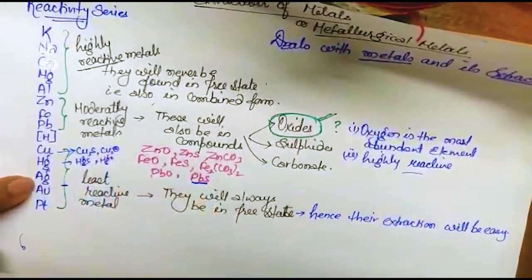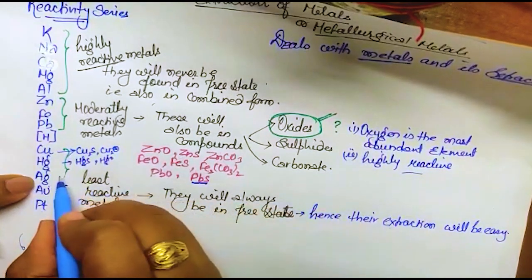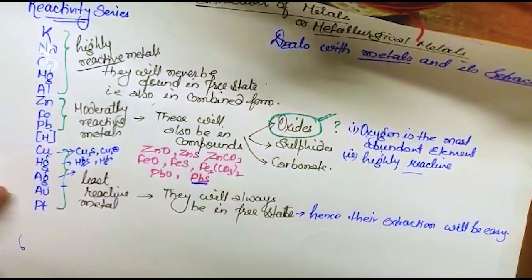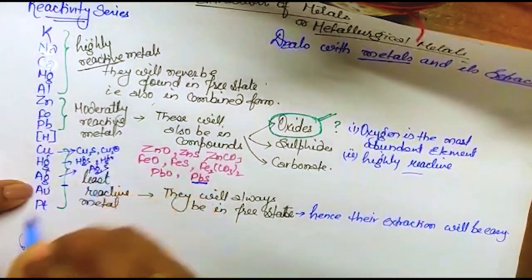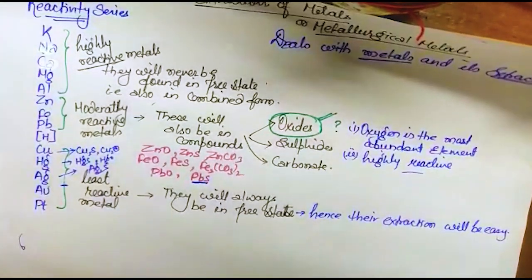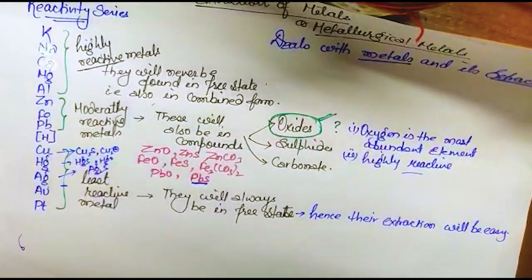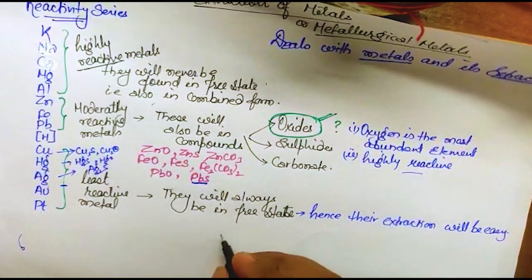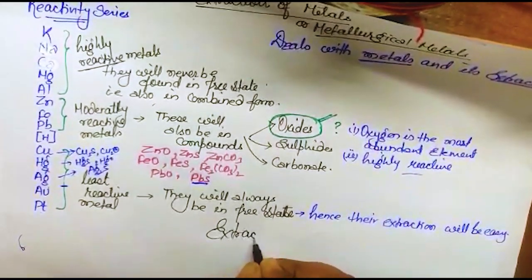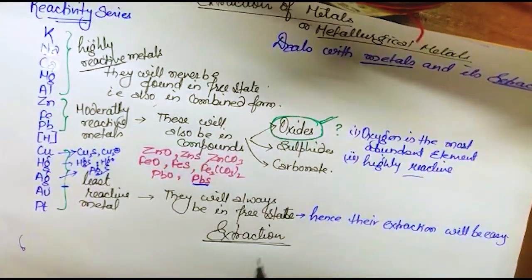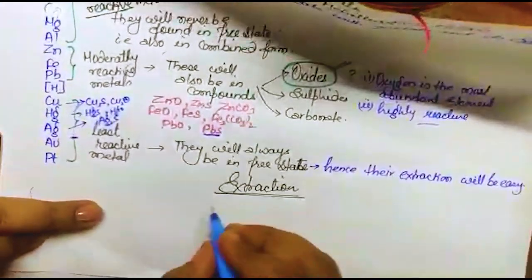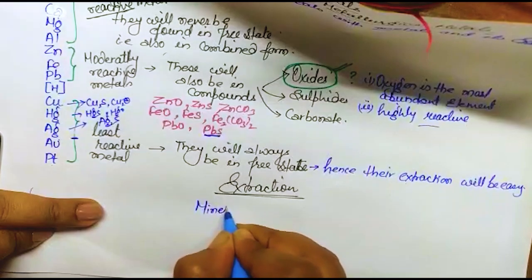And this silver, you better know, we have done it in corrosion. So this is Ag2S. So this is all about the metals, isn't it? Any doubt in this? Now we are moving ahead, and we are going to start the extraction, which is the main topic of our chapter. Extraction of the metals. So extraction is basically done from the minerals.